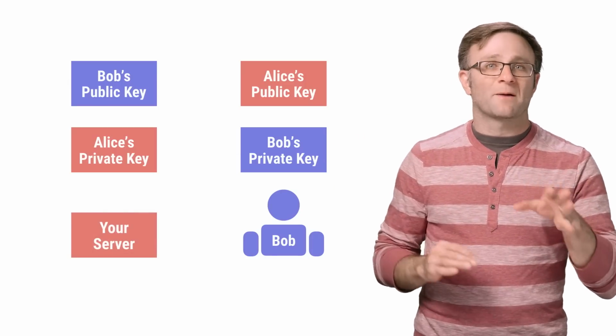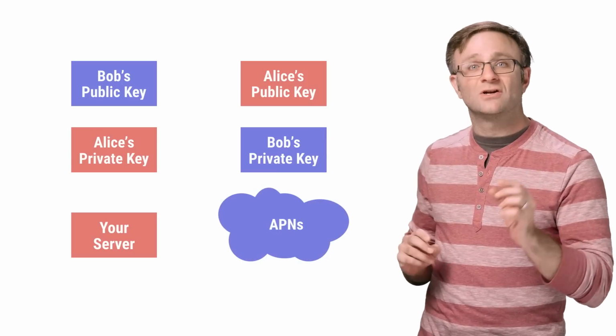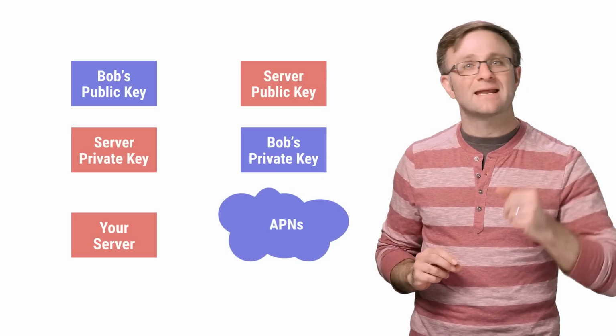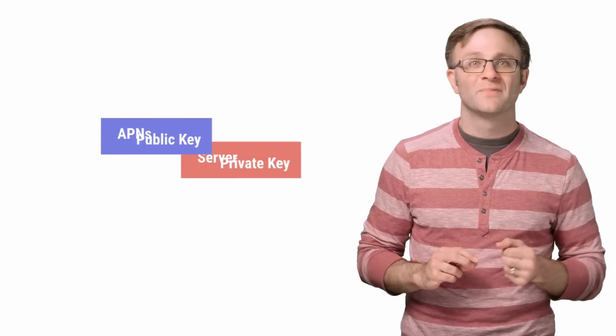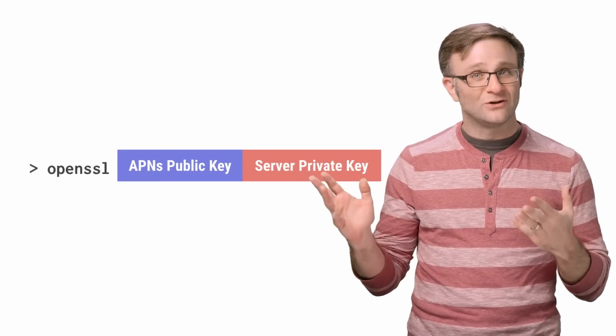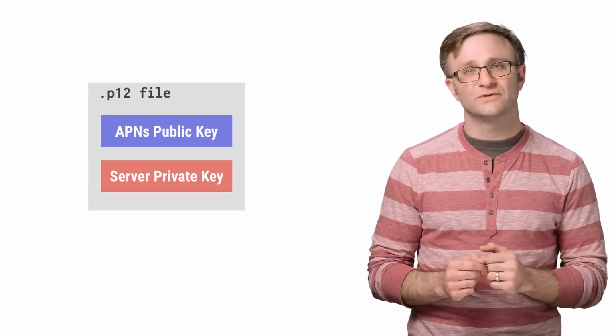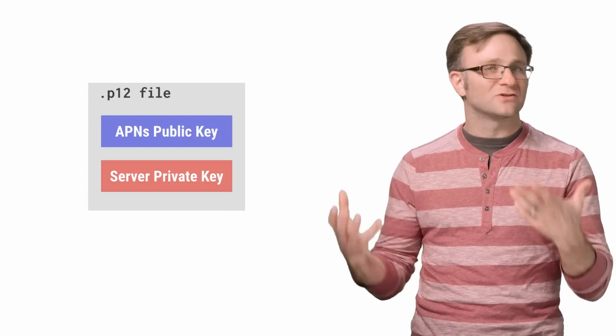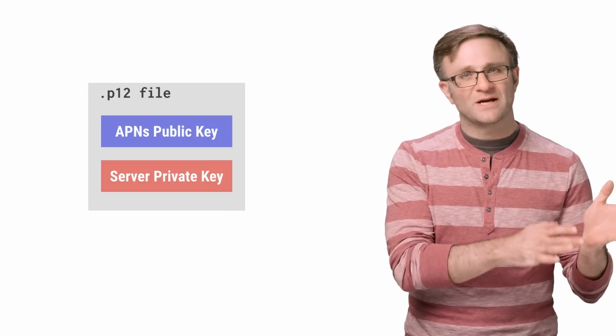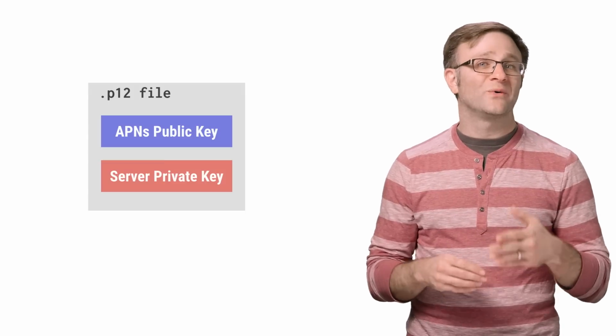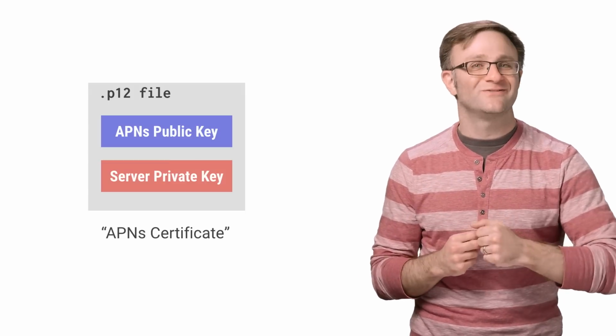And if you want to talk back and forth to APNs, you're going to need your own private key and APNs's public key. In some cases, like the OpenSSL tool that you can run from the command line, you pass these two keys in separately. But for many third-party tools, including GCM, these two keys are combined together, along with some other information, into a P12 file that we colloquially refer to as the APNs Certificate.